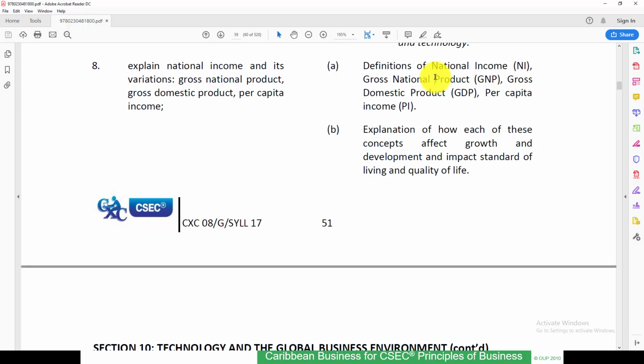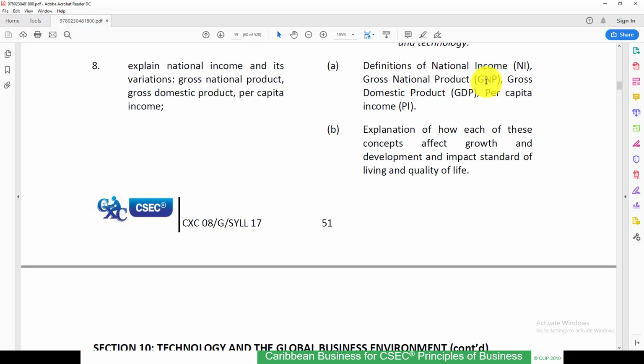National income is the same as GDP. Sorry, GDP is the same. So national income is the same as GDP. That's the monetary value of all goods and services produced within the borders of a country over a specific period of time, usually one year. That's GDP, that's national income.